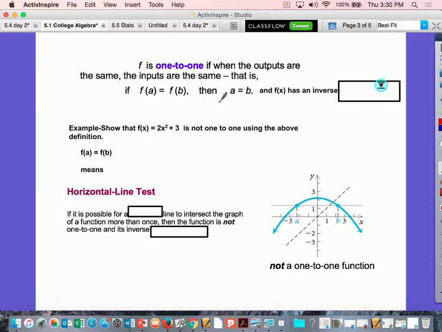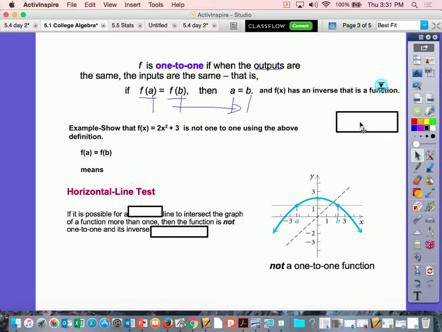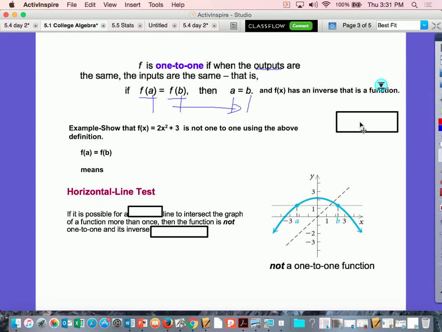Okay, a function f is one-to-one if, when the outputs are the same, the inputs are the same. So if you were to have something that had the same y values, then to be one-to-one, they'd have to have the same x values. So you start with this and you try to show that x values are going to be the same if we know that the y values are the same. Okay? So that would mean that it would be a one-to-one function.